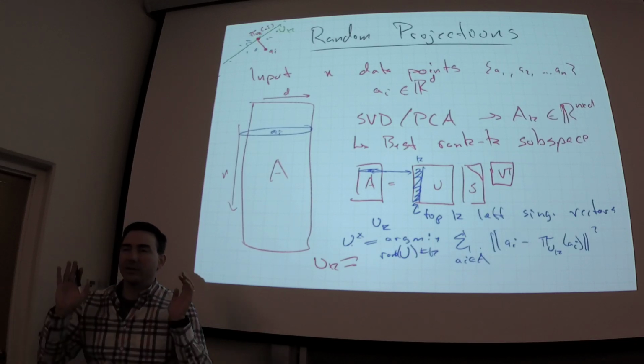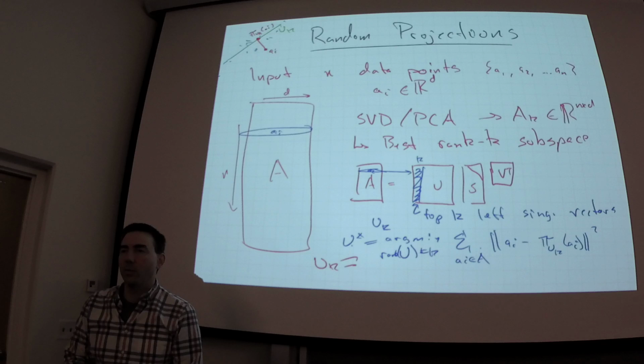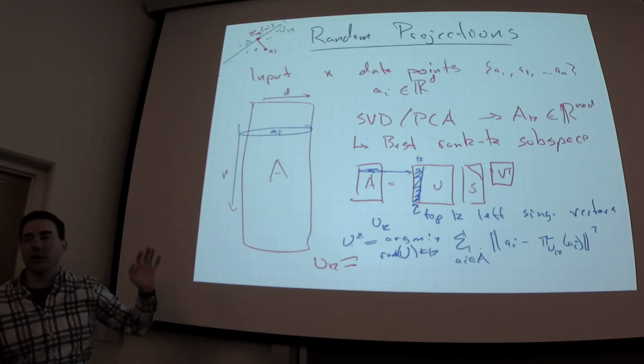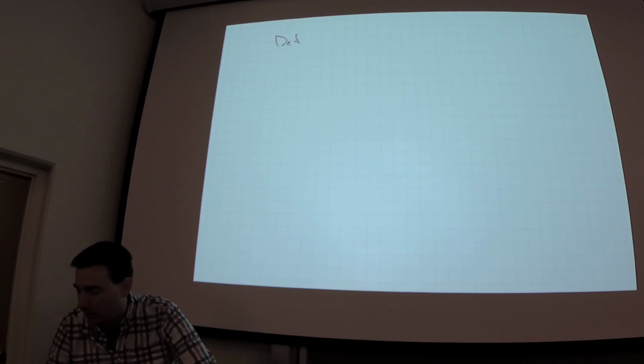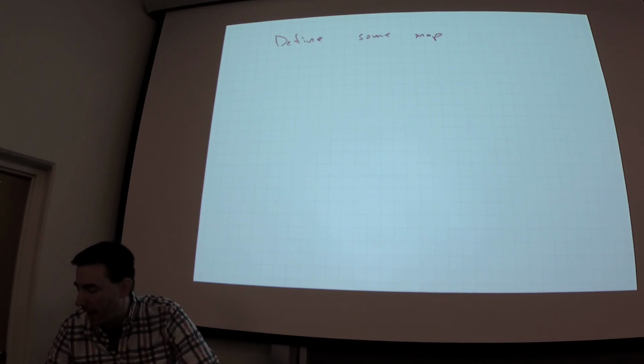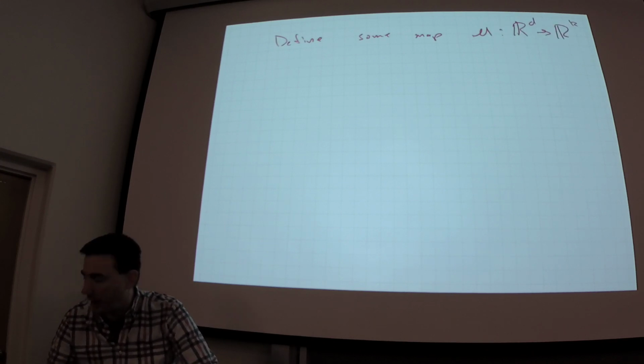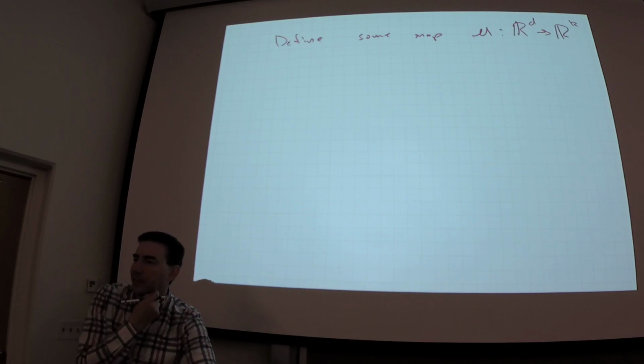What we're going to talk about today is a different way of defining what I want by optimum. This is saying, I can have some things that are large as long as on average they're small. We're going to look at a different property today where I'm going to define some map mu, which goes from R^d down to R^k. Okay, so down to k dimensions.